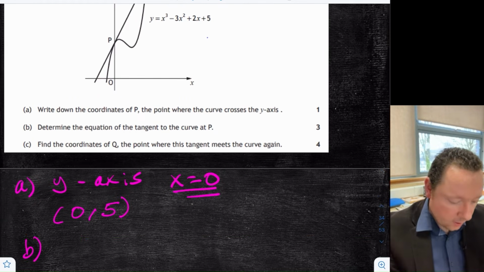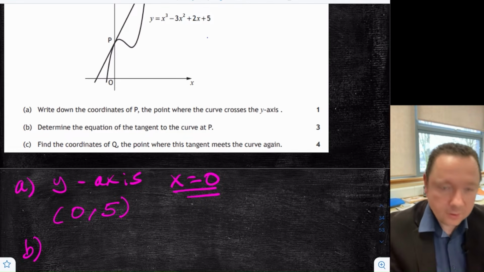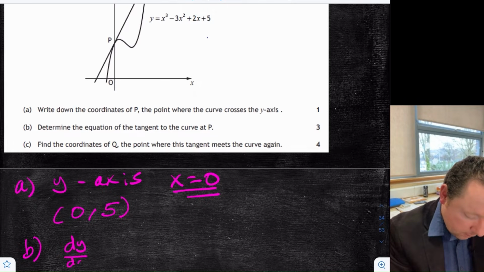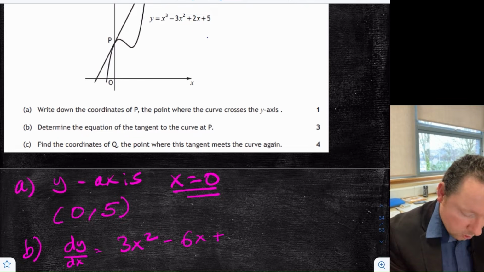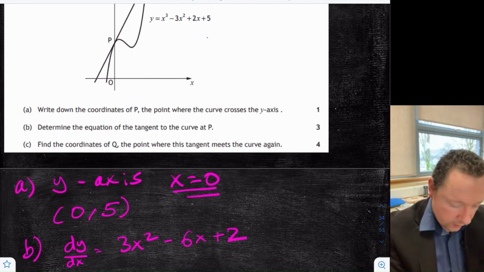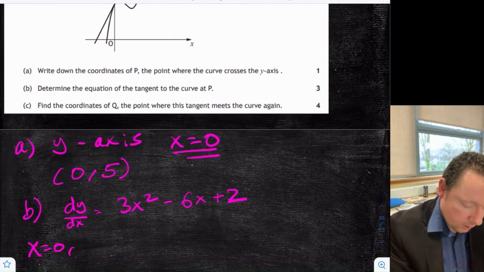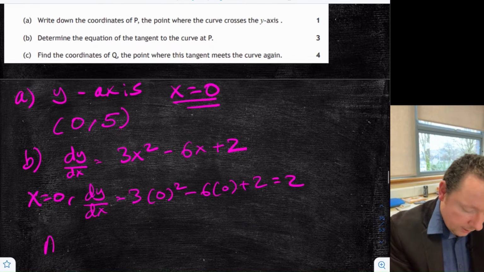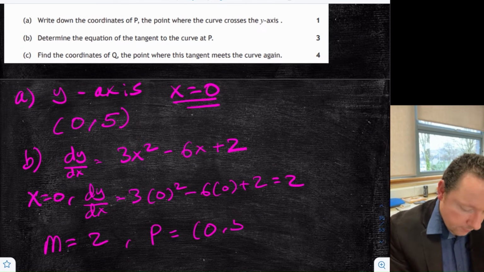Part B, determine the equation of the tangent to the curve at P. The equation of a tangent, I can find the gradient by differentiation. So dy by dx is equal to 3x squared minus 6x plus 2. And at the point P, we already know x equals 0, y equals 5. So when x equals 0, dy by dx equals 3 times 0 squared minus 6 times 0 plus 2, which is 2. So our gradient equals 2, and our point P, remember, is 0, 5.